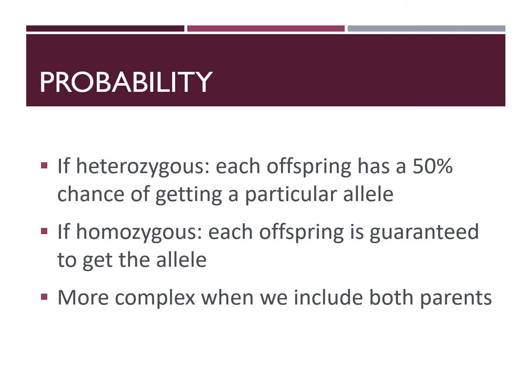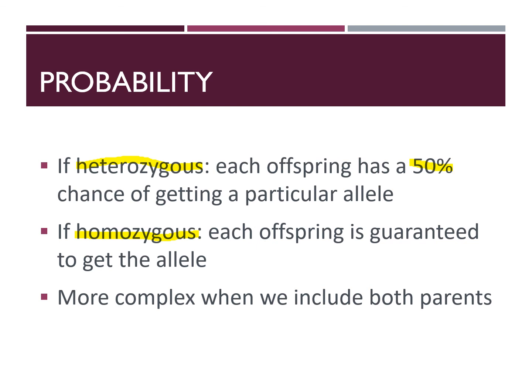The other thing we need to look at is probability of inheritance. First, I'm going to look at it from the single gamete from a single parent perspective. If the parent is heterozygous, they have 2 different alleles. Each offspring has a 50% chance of getting a particular allele. The other 50% is getting the other one. If the parent is homozygous, they only have one allele. They just have 2 copies of it. And so all of the offspring will get it.